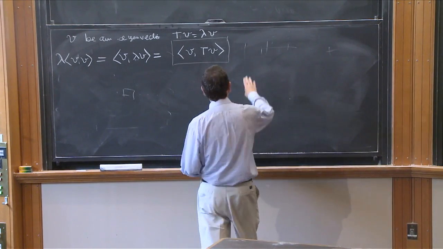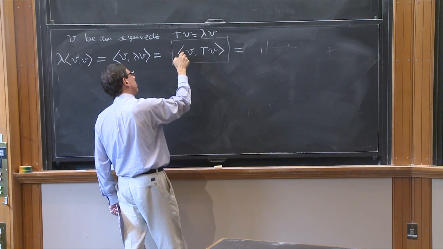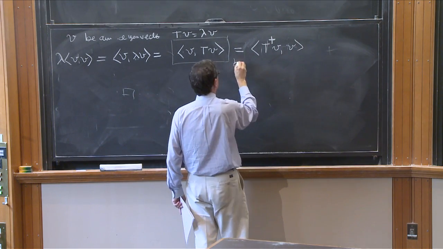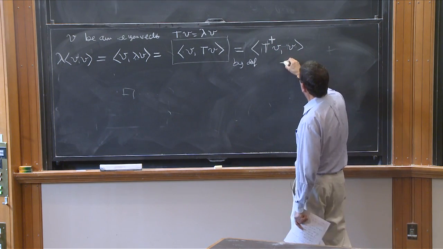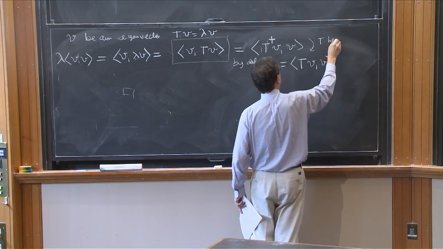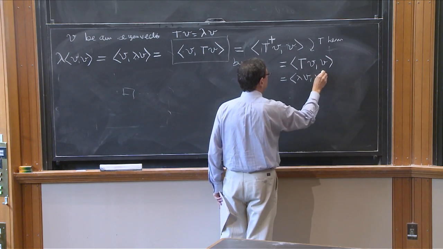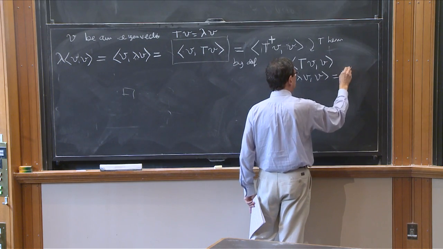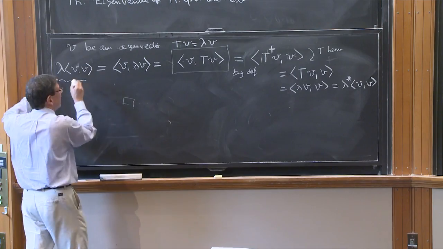On the other hand, we can go to the right. And what is the way you move an operator to the first position? By putting a dagger. That's by definition. Now, we use that the operator is Hermitian. So this is equal to (TV, V), and this is by T Hermitian. Then you can apply again the equation of the eigenvalue. So this is (lambda V, V). And by conjugate homogeneity of the first input, this is lambda star (V, V). So at the end of the day, you have something on the extreme left, something on the extreme right.